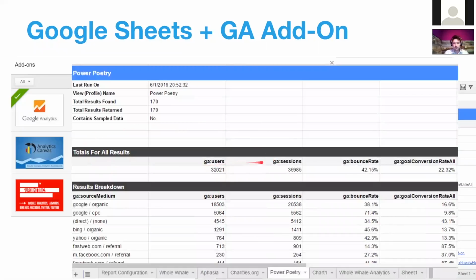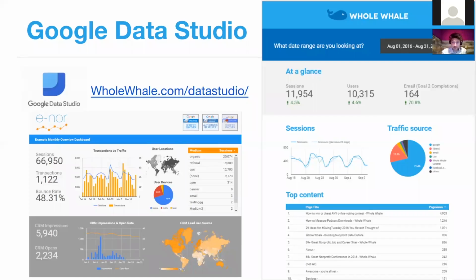And then this is just an example of Power Poetry. You can get total for all results, and then if you are a Google Sheets ninja, you understand what you're then able to do with these data in terms of generating different graphs and charts.